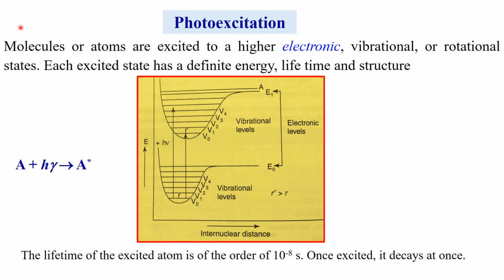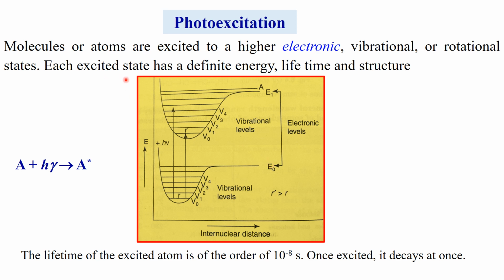Photoexcitation. When molecules or atoms absorb light, they are excited to a higher electronic, vibrational or rotational energy level. Basically, there are electronic energy levels. Each electronic energy level has many vibrational energy levels, and a vibrational energy level has many other rotational energy levels.